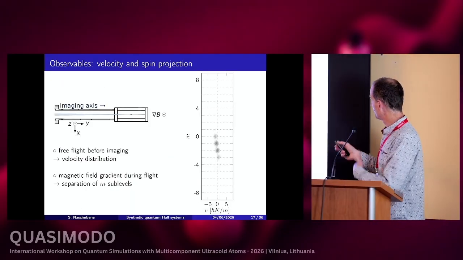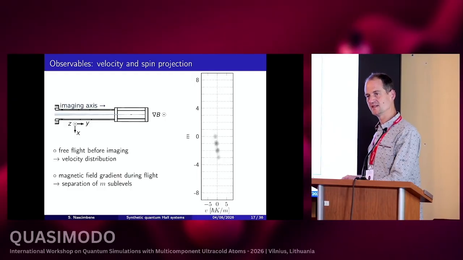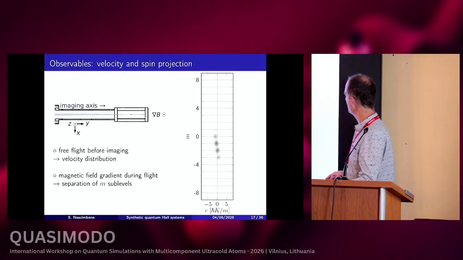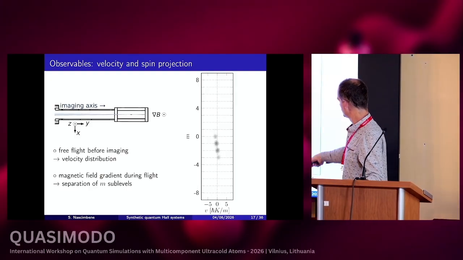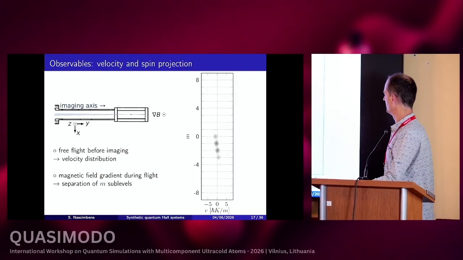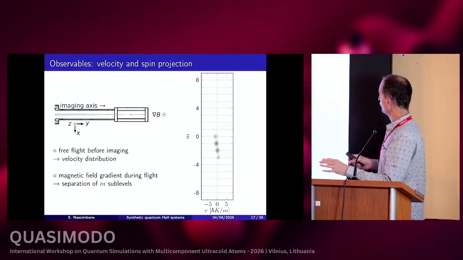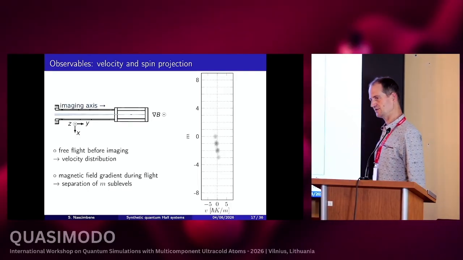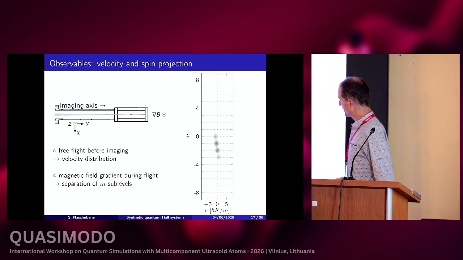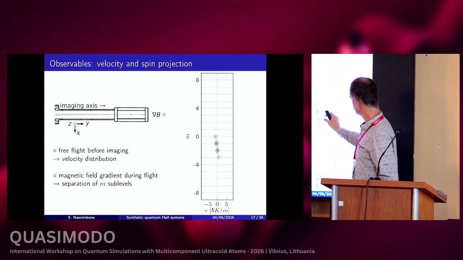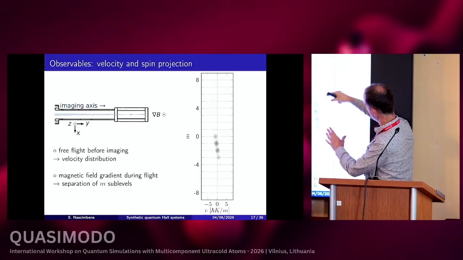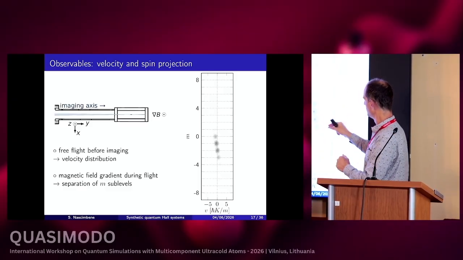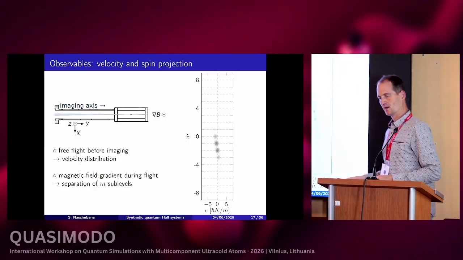Okay. Once we have prepared the momentum state we want, we probe the system. So we take an image. And so this is a typical image. And we take it after time of flight, so the position reflects the velocity of the atoms. And during the time of flight, we apply a magnetic field gradient, so the spin states separate. So in a single picture, you have both the velocity distribution along x and the spin composition, as you see here.